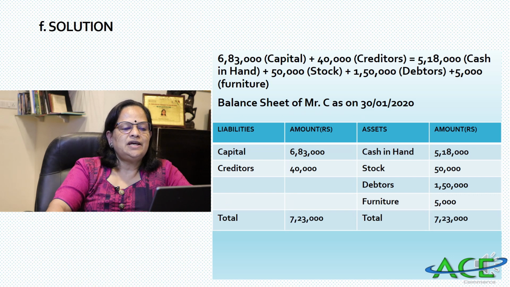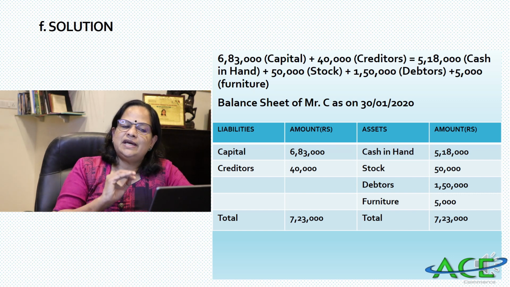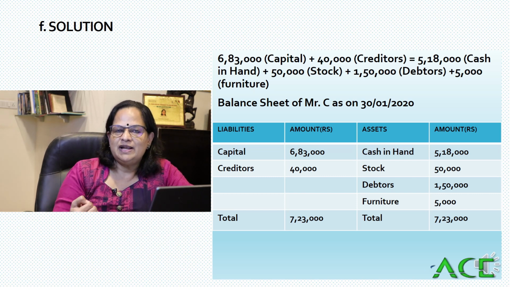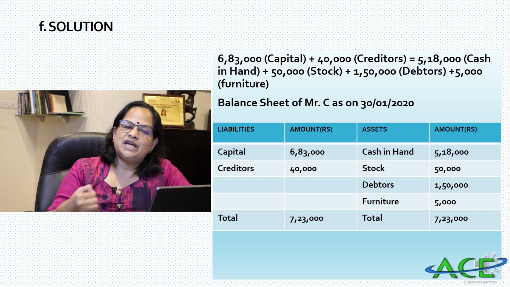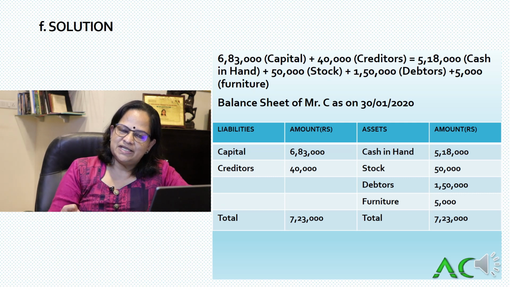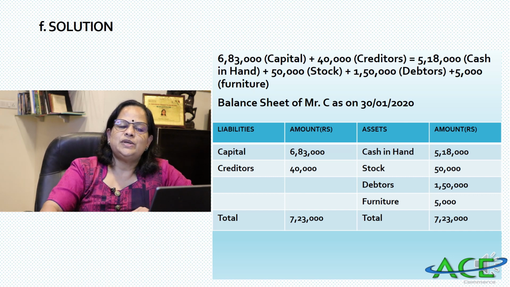Now one more transaction is there. Purchase furniture for 5,000. You have to remember that capital 6,83,000 and creditors 40,000. There is no change in the liability side. Asset side, one new item will come, that is the furniture. It's purchased by cash. So that meaning cash balance will reduce. Previous balance sheet, cash position was 5,23,000. So we are reducing 5,000 and cash in hand will be only 5,18,000. Stock will remain as it is 50,000. Debtors 1,50,000. The new item furniture will come. So that is total 7,23,000.